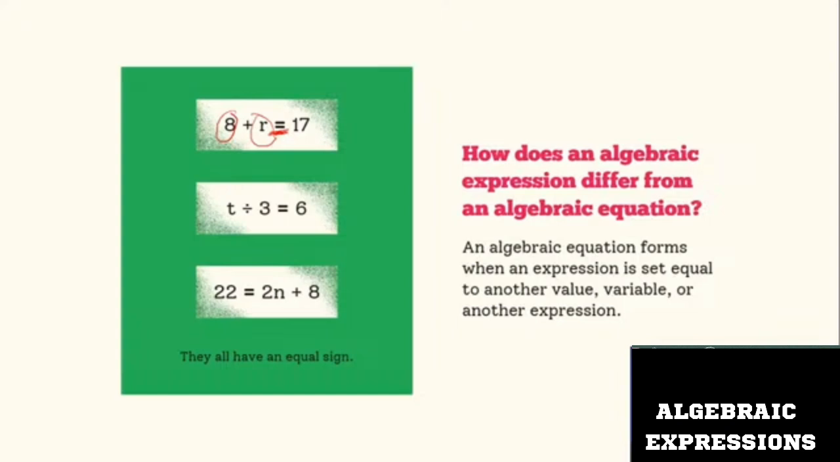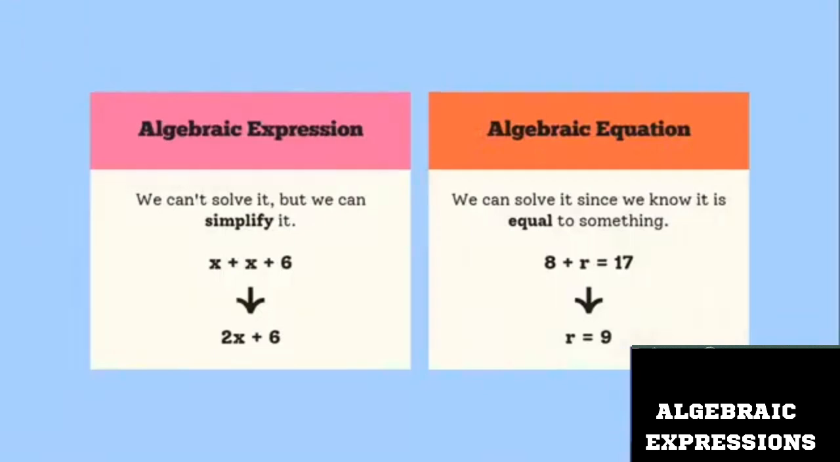All right. For example, in this case, our algebraic expression in the first one, 8 plus r, is being equated to 17, which is a number. Then we have t divided by 3, which is an algebraic expression being equated to 6, which is again another value. And we have 2n plus 8 being equated to 22. So you can see that the common thing is that all of these have got equal signs and unknowns. So these ones are called algebraic equations.